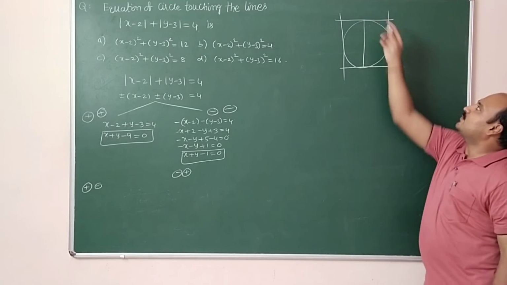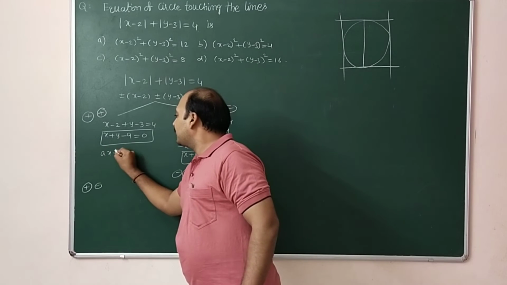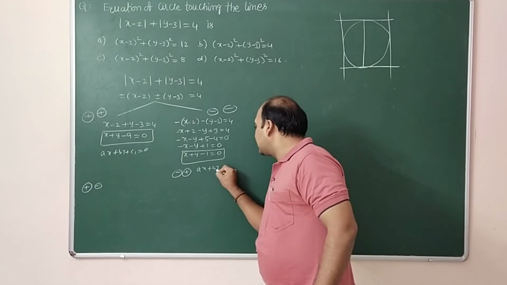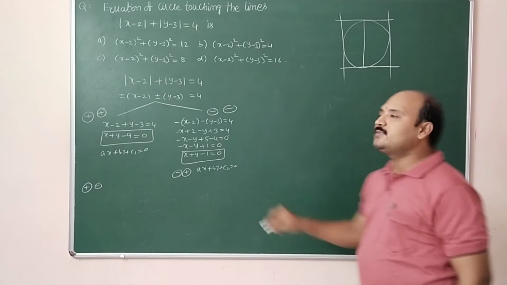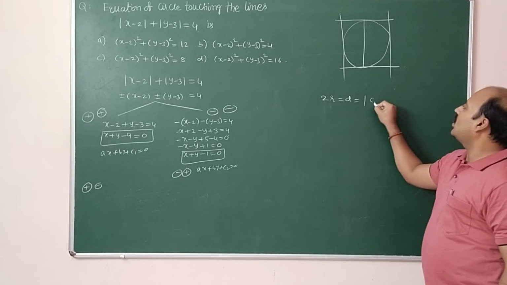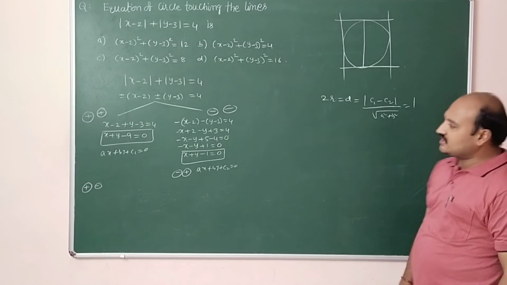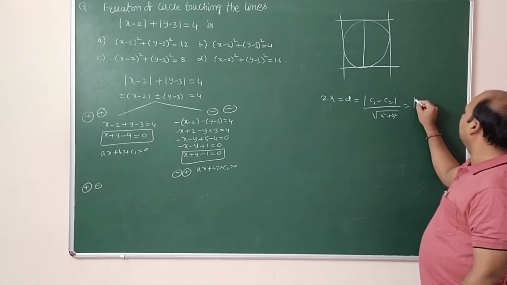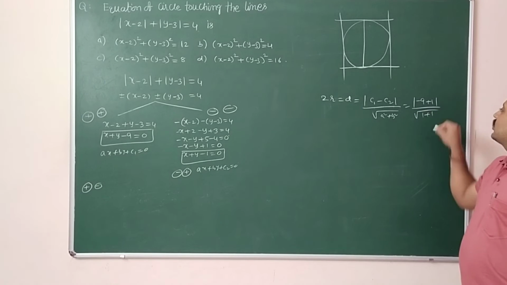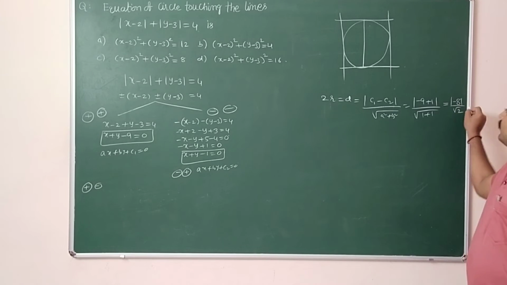Indirectly, recall from first year intermediate the distance between parallel lines ax plus by plus c1 equal to 0 and ax plus by plus c2 equal to 0. The distance between parallel lines is equal to the diameter of the circle. So mod c1 minus c2 divided by root of a square plus b square. Mod c1 minus c2, that is minus 9 minus of minus 1, divided by root of 1 square plus 1 square, which is equal to mod minus 8 divided by root 2.